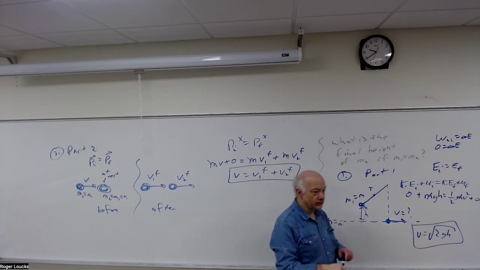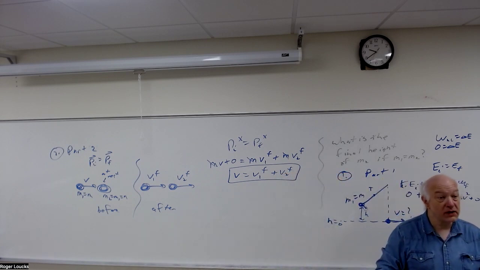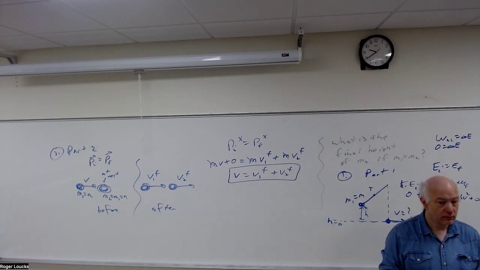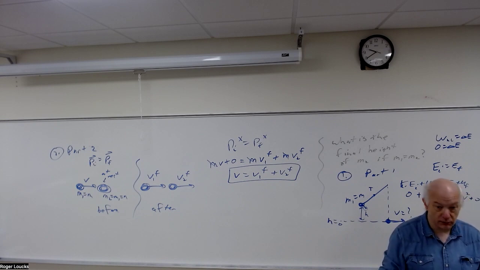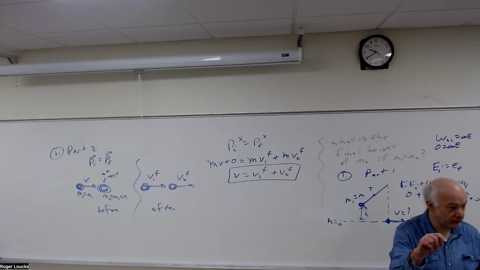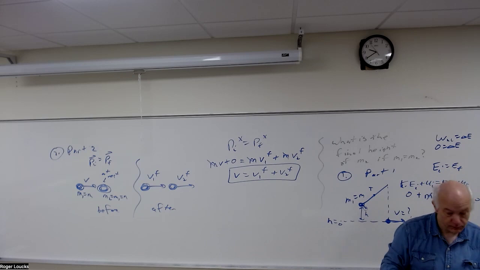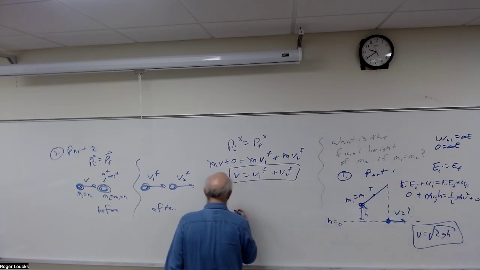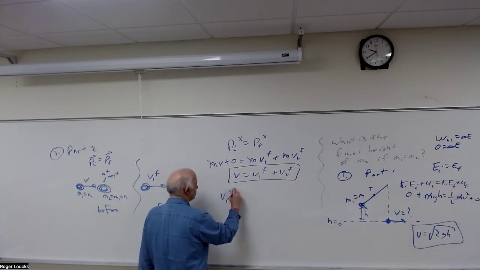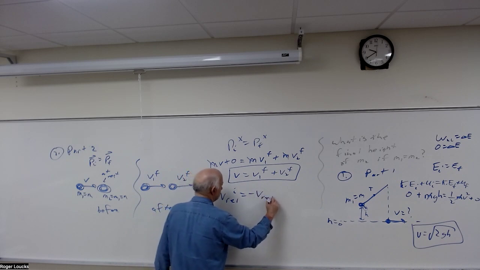Is there another equation? Since it's an elastic 1D collision, we can use the relative velocities. Now you could do the kinetic energy, and it's not wrong to do the kinetic energy, but it's a first class pain in the rear. It's going to be a lot easier to do V relative initial equals minus V relative final.